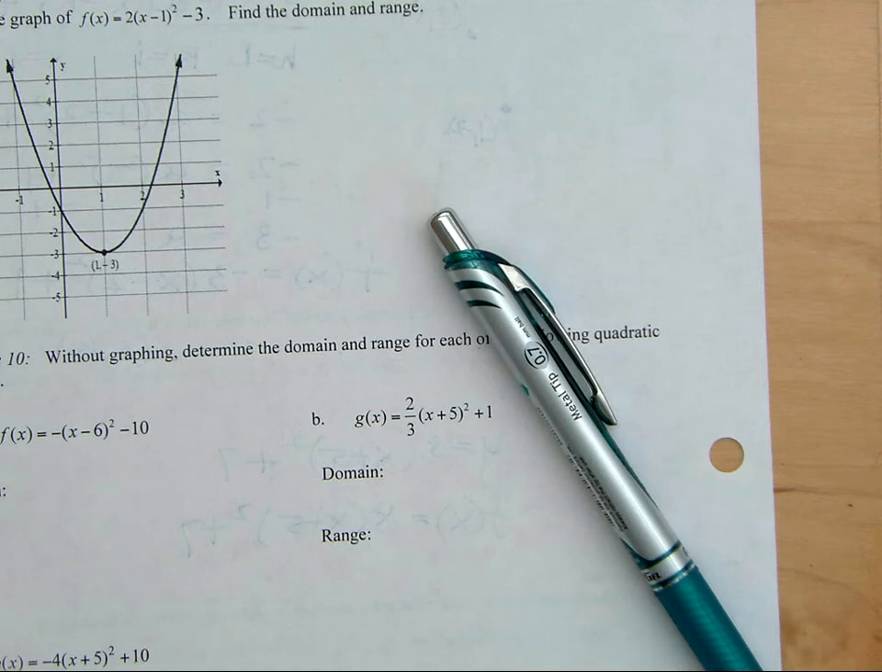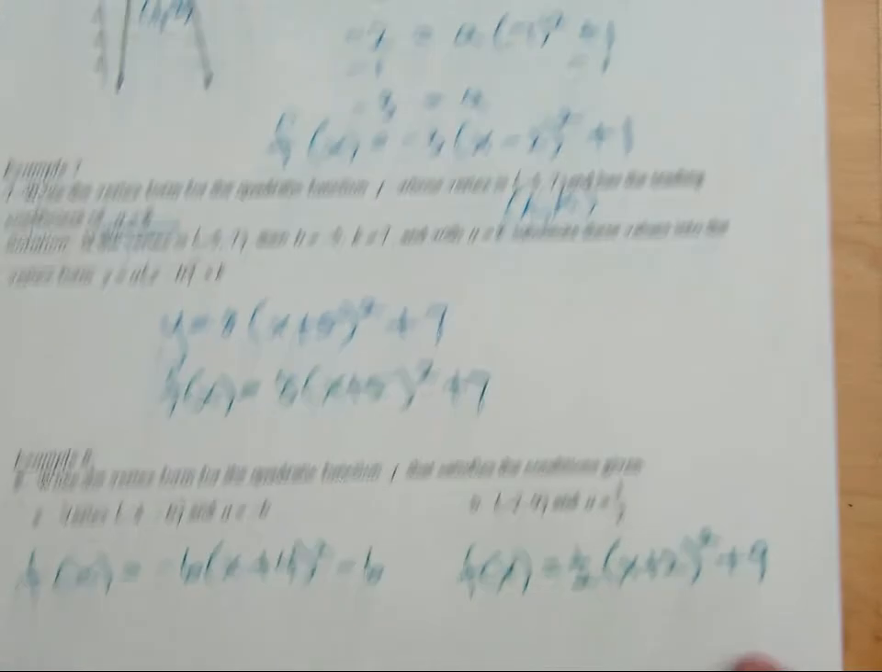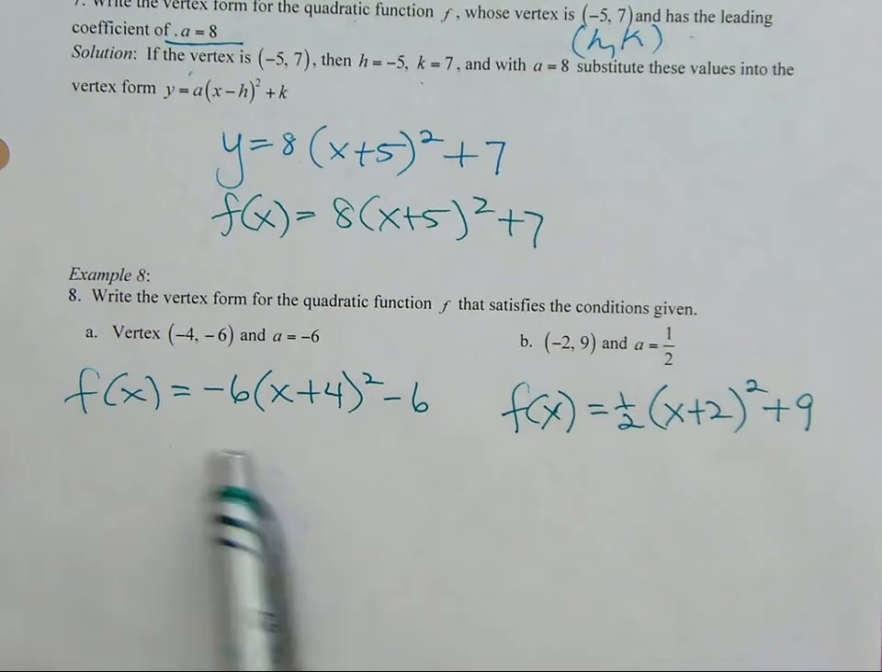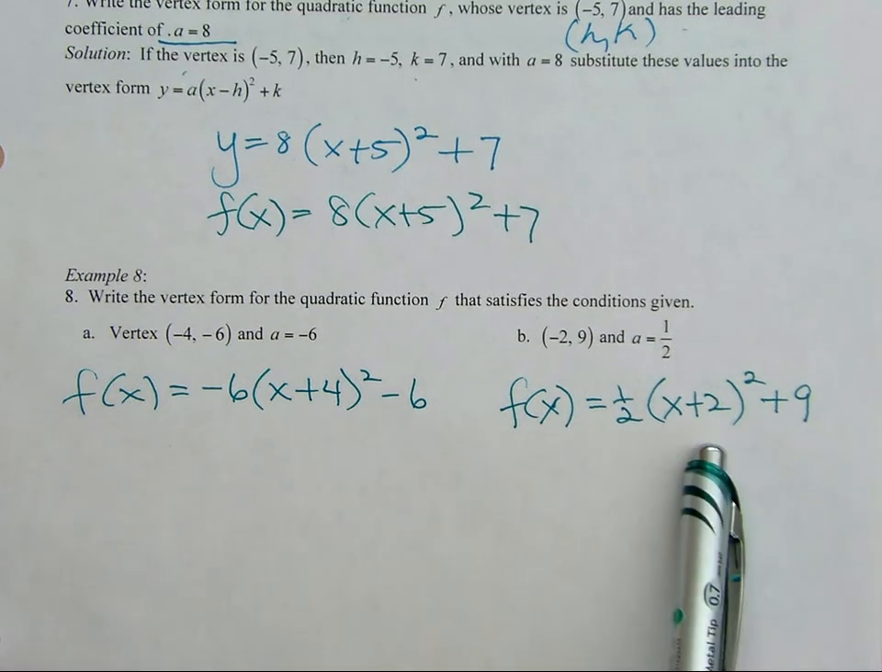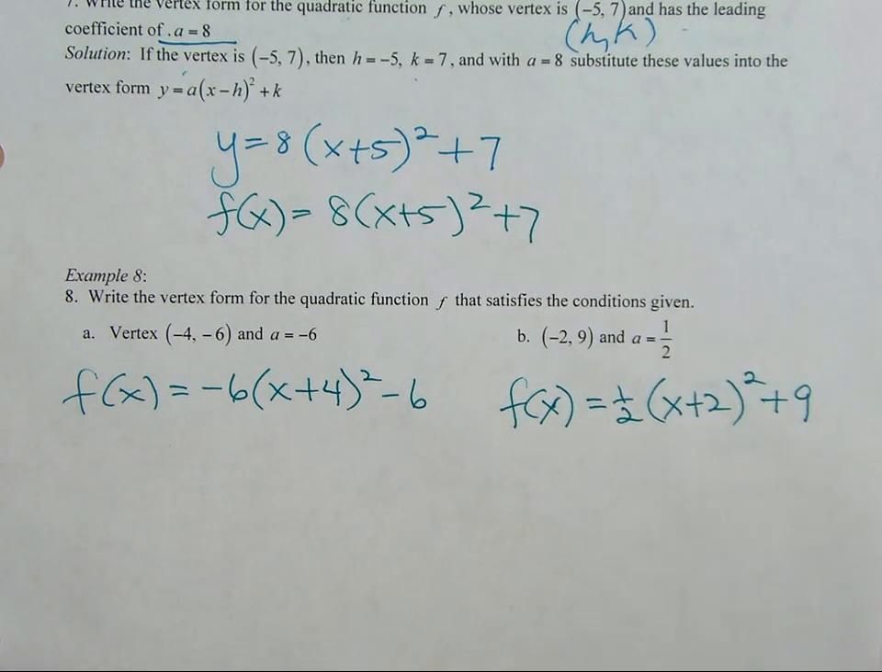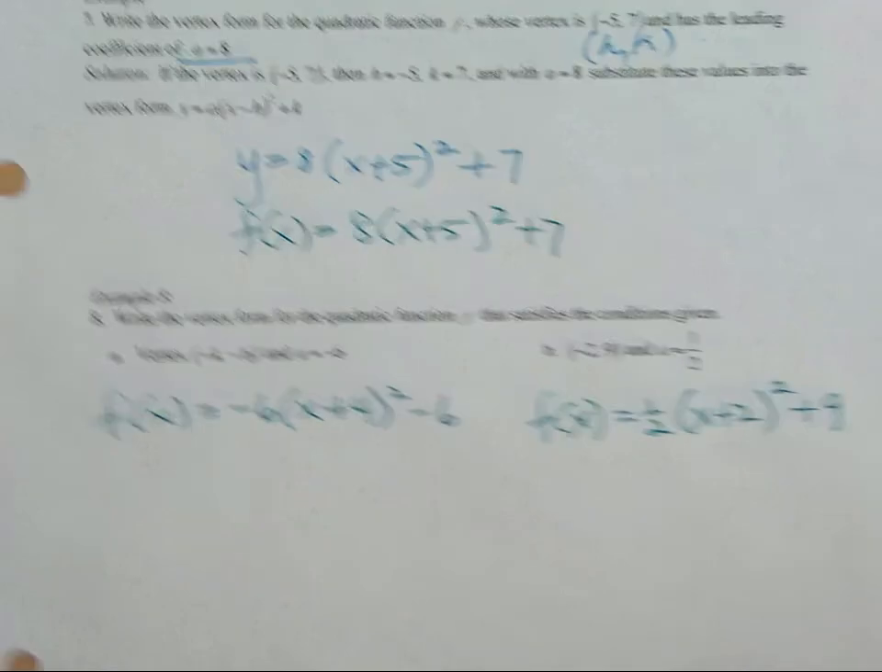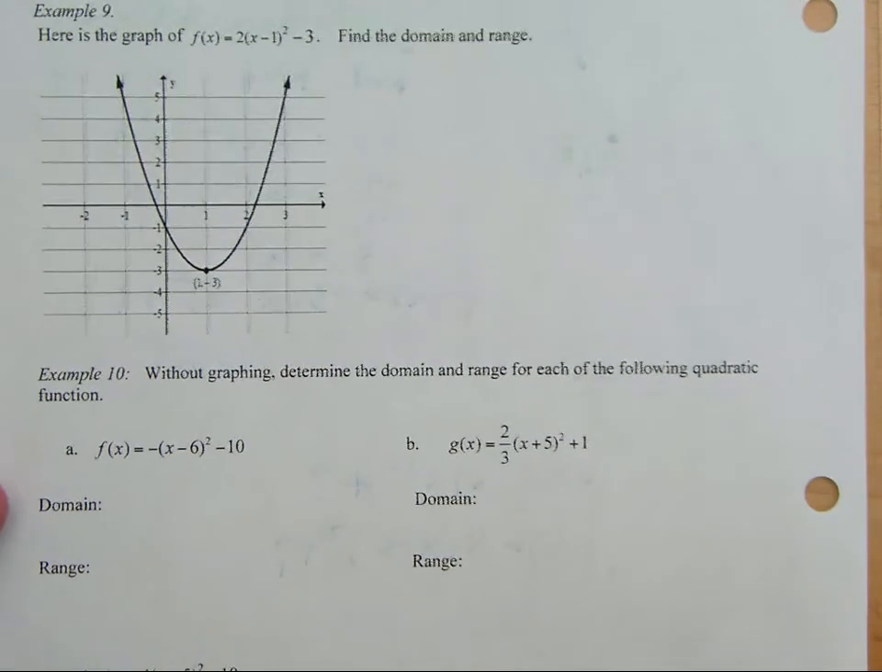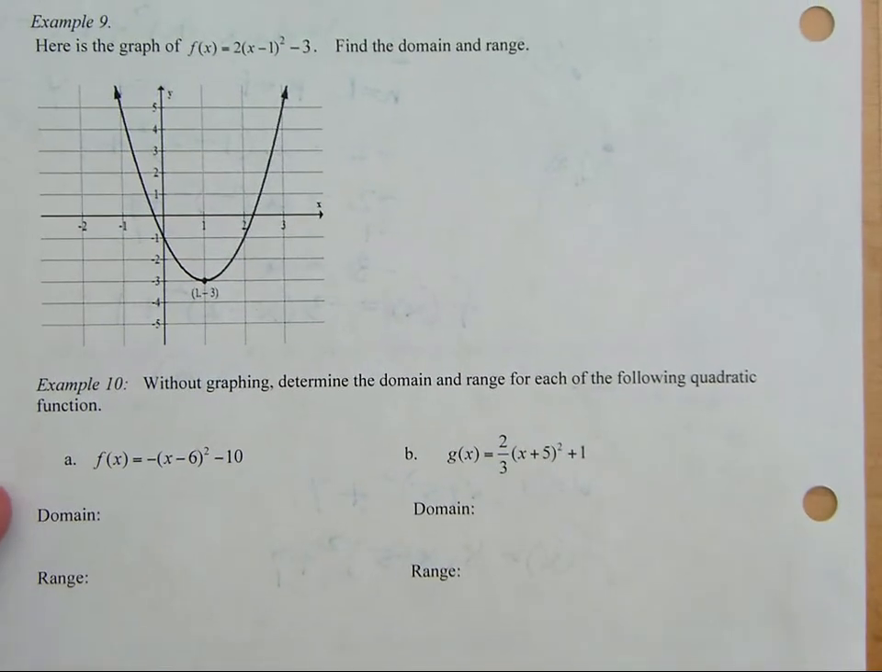Okay, let's go ahead and look at this page. We're finishing up. You just told me these are the vertex forms of those two. So go ahead, if you didn't do those, check those. Then let's go on to example 9, talking about the domain and range.